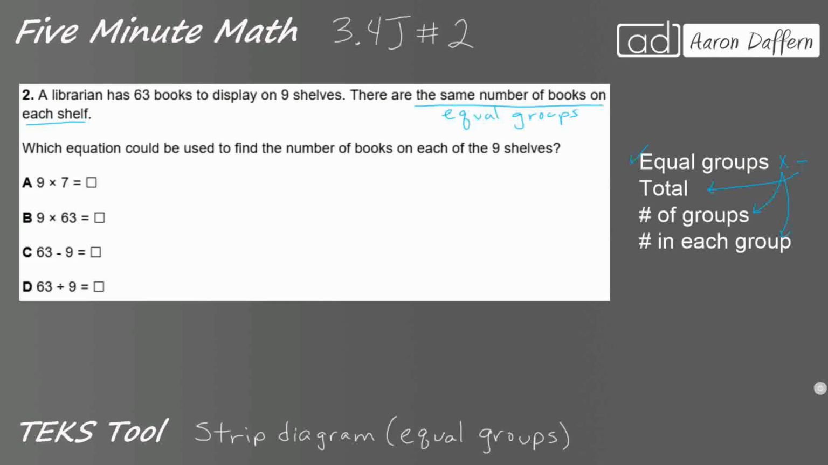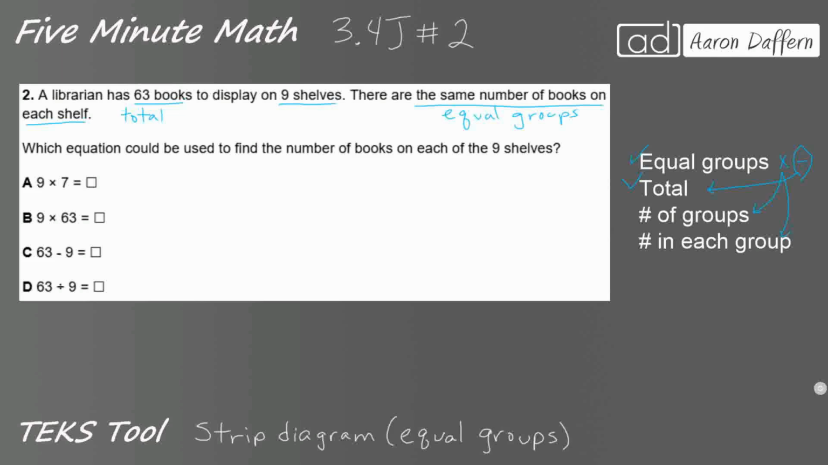A librarian has 63 books to display on 9 shelves. All right, so if a librarian has 63 books, that's giving us a clue that this is our total. So since we have our total, that means we are going to be looking at division because we have the total and we have one more, let's see, to display on 9 shelves. All right, so these shelves are going to act as our groups.